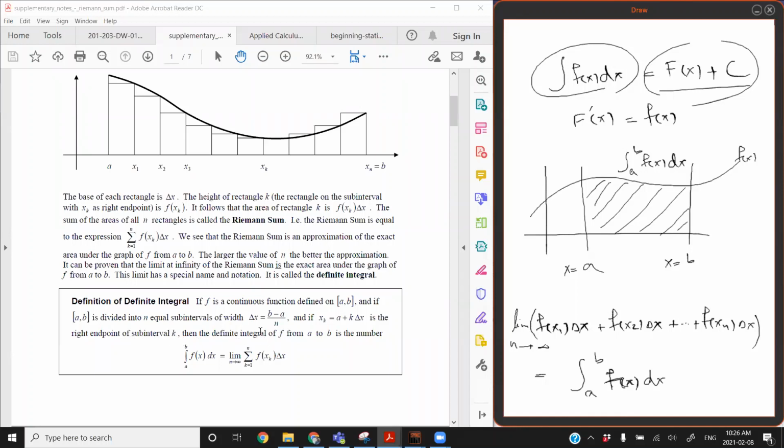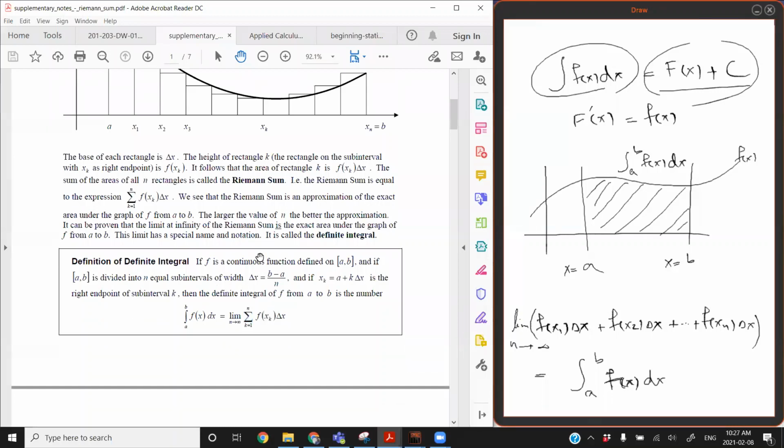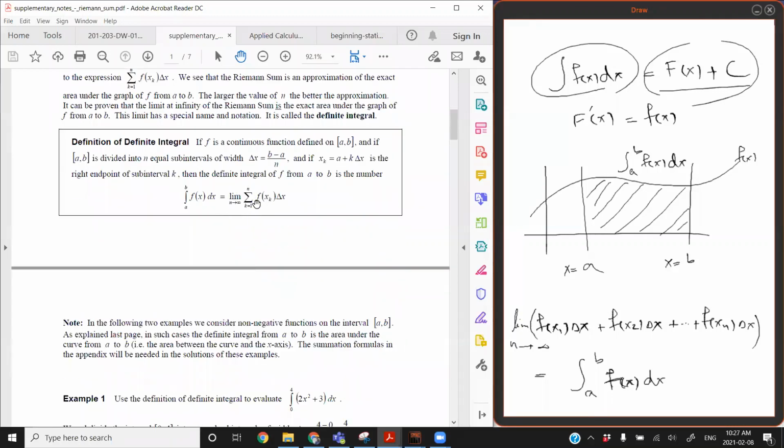And then the definite integral is going to be the limit as n approaches infinity of the sum of the f of xi delta x. That would be the area. So before I give you some numerical examples, I want to talk about this notation that I highlighted here, the summation notation.